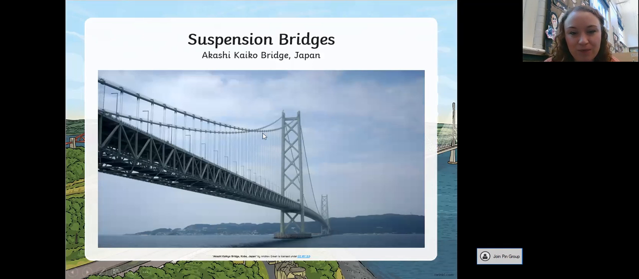Can you remember what these are that are holding up the walkway? You remember? They are the cables holding up the walkway. Can you remember what these are called? These are the pillars. And I wonder if you can remember what this type of bridge is called. You remember? It's a suspension bridge.